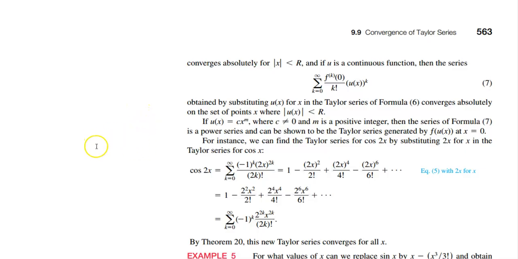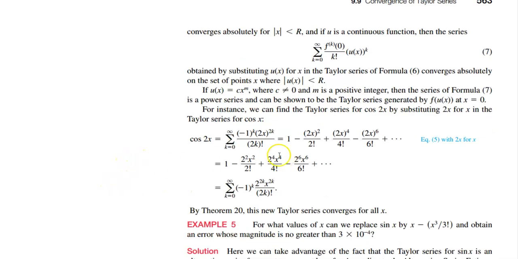We can find the Taylor series for cosine of 2x by substituting 2x for x in the Taylor series for cosine of x, right? So instead of x up here, we have 2x. So I have 1 minus (2x) squared over 2 factorial plus (2x) to the fourth over 4 factorial minus (2x) to the sixth over 6 factorial, and so on and so forth. So that's the sum of all k from 0 to infinity of negative 1 to the kth power times 2 to the 2k times x to the 2k over 2k factorial. And by theorem 20, this new Taylor series converges for all x.